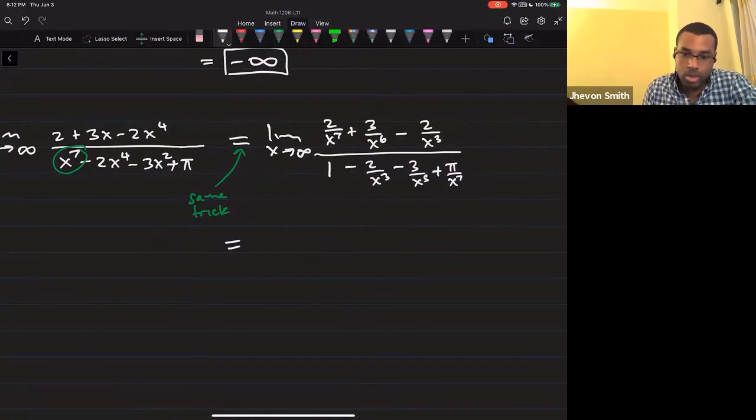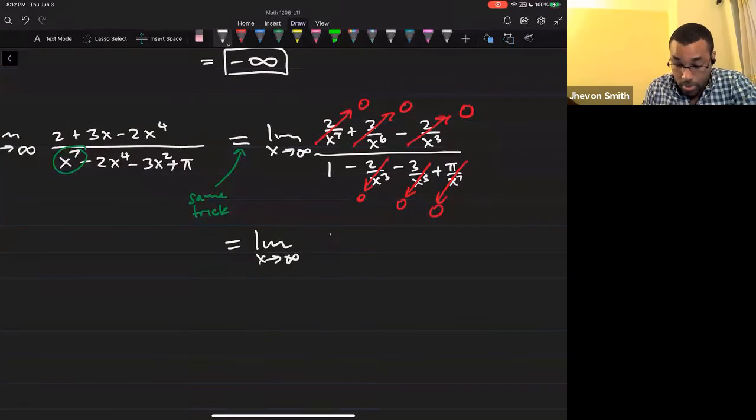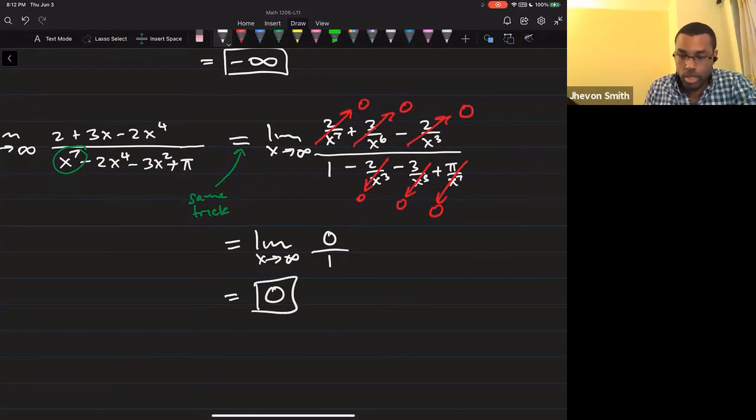Now we're going to do the same game. That guy's going to go to 0. That guy's going to go to 0. This guy's going to go to 0. Notice that what you end up with here is the limit as x approaches infinity of 0 divided by 1, which, well, that's 0. So 0 is the answer here.